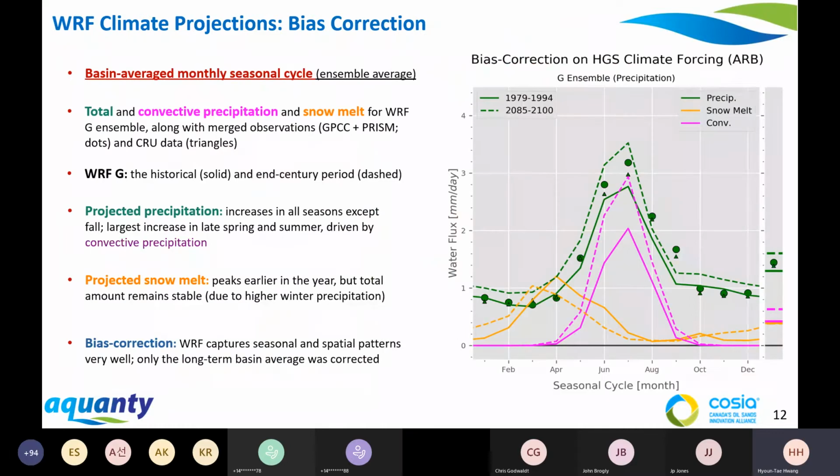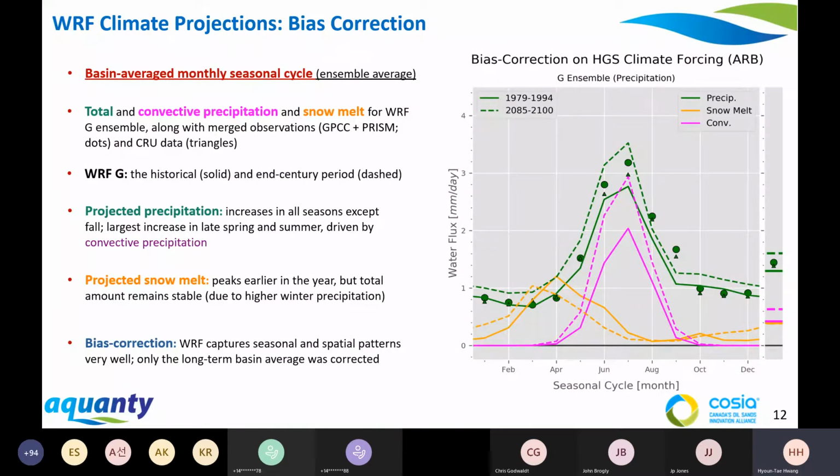And we estimate the precipitation change compared to observation, historic, and future prediction, end of century precipitation. Green represents precipitation change, and light pink represents convection precipitation, like a storm or something, mesoscale climate. And orange represents the snowmelt condition. So let's look at green first.